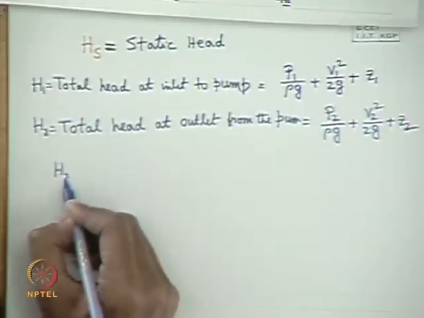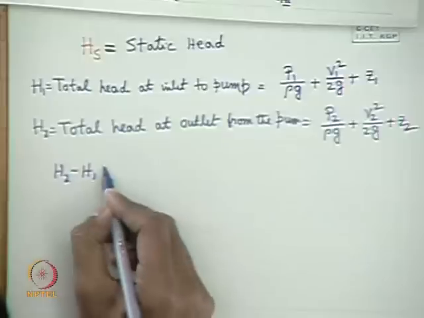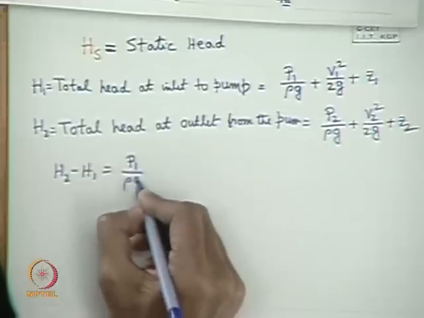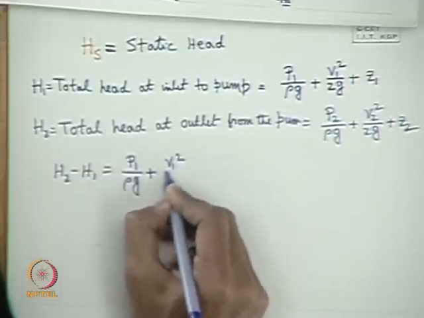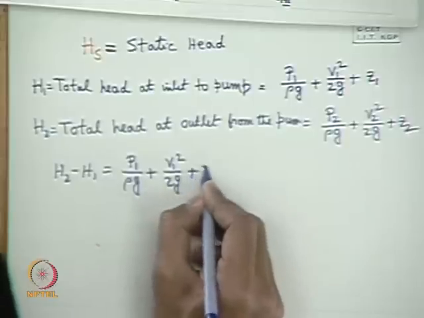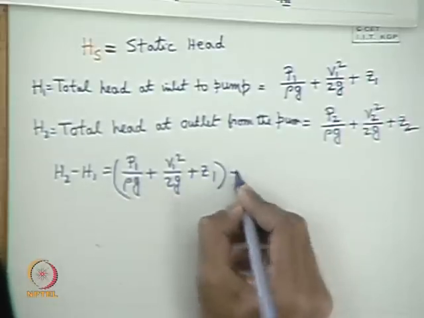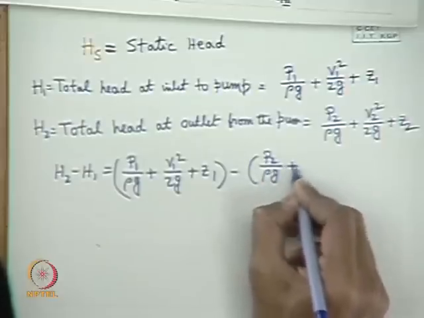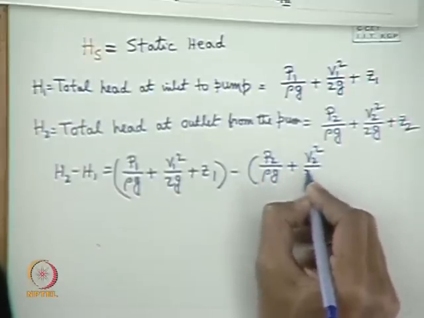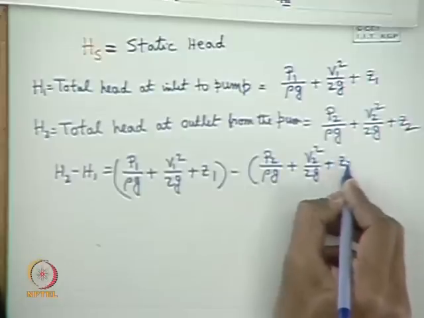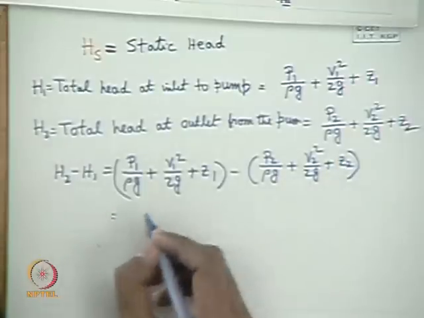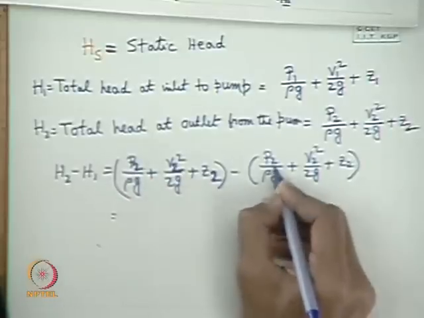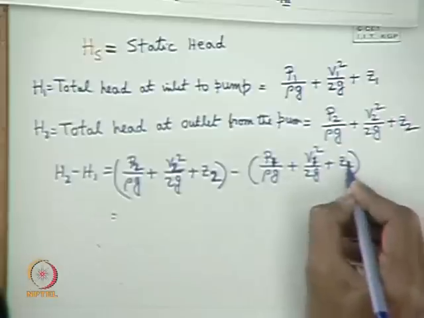So this H2 minus H1 is the head gained by the fluid, that is P2 by rho g plus V2 square by 2g plus Z2 minus P1 by rho g plus V1 square by 2g plus Z1. Oh, it is opposite, yes. This is P2, V2, Z2, this is P1, V1, Z1.